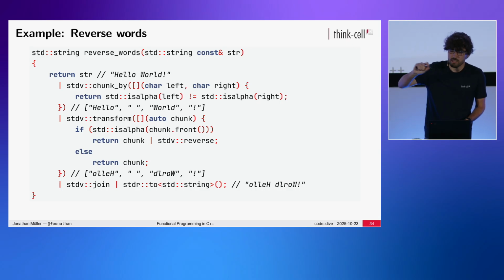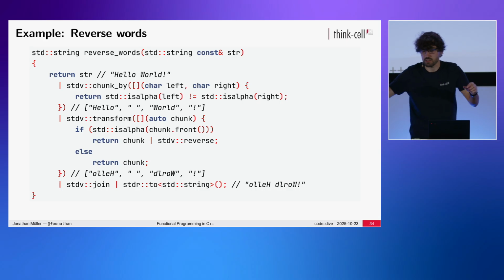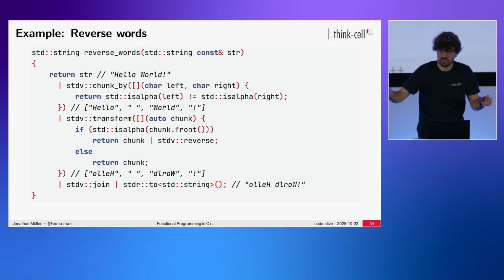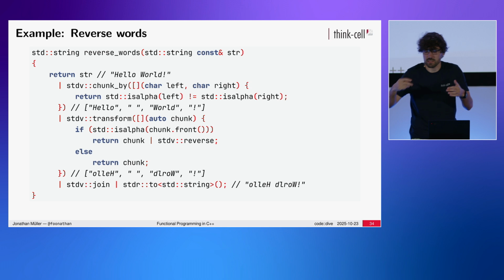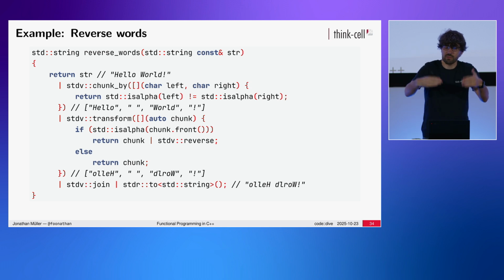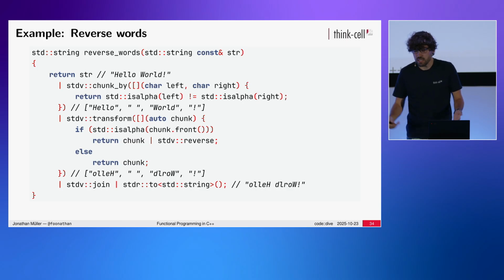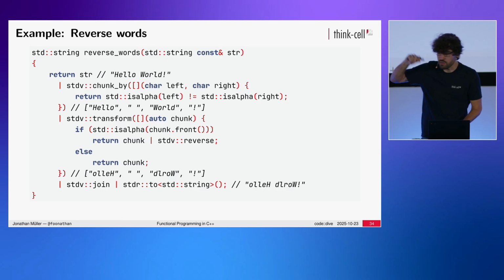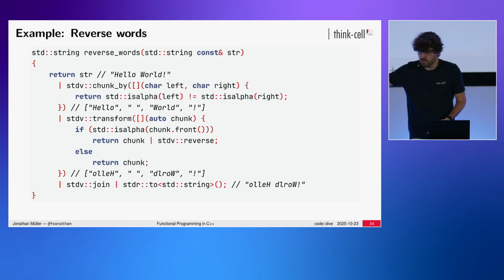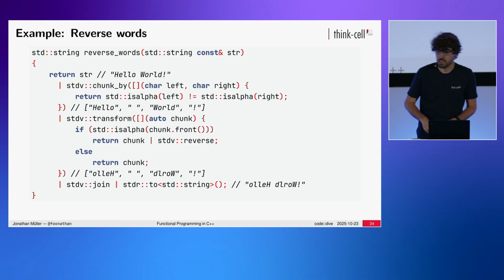And note that non-words can be multiple characters. So if you have multiple white space or multiple punctuations, this is correctly handled, because if you're in one of those, then their alphaness is always false, right? So you only split it when the alphaness changes. And then you want to transform each chunk, namely if it's a word. So if the first character is alpha, then it is a word, and then we want to reverse the entire chunk. Otherwise, we return it unchanged.